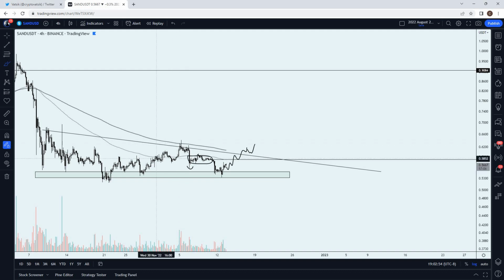I think that would also be a reclaim of the monthly open. Where's the monthly open? December 1st. Yeah, so here's the monthly open right here.